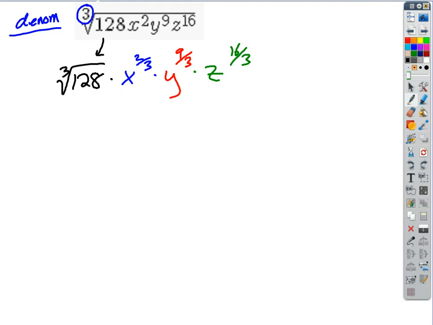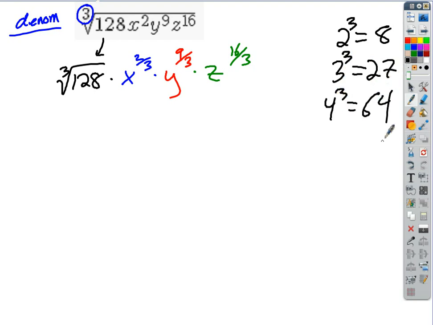If we look at perfect cubes, what's 2 cubed? 3 cubed? 4 cubed? And we could probably stop there, couldn't we? Because 64 goes into 128, doesn't it? Okay, so we could break this up into then the cube root of 64 times the cube root of what? 2. 64 times 2 is 128, right? Okay, so the same idea we had with square roots.